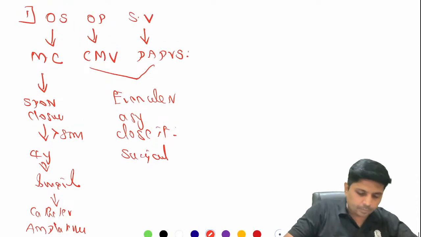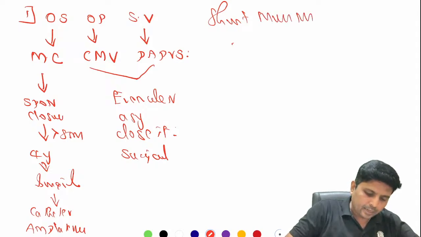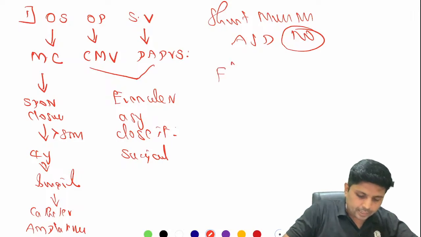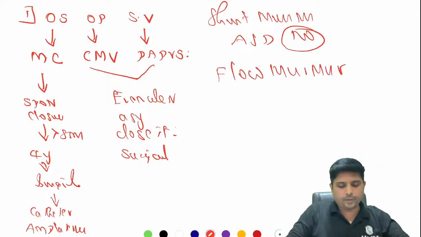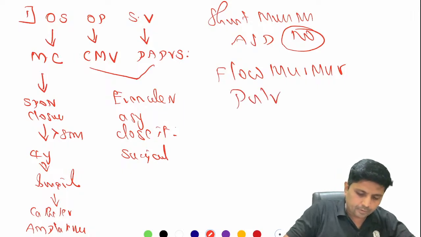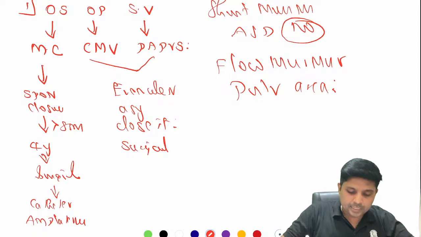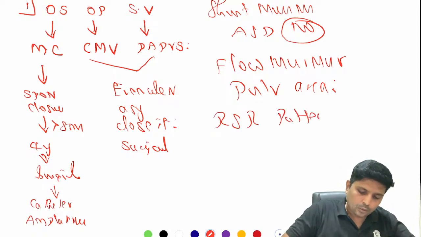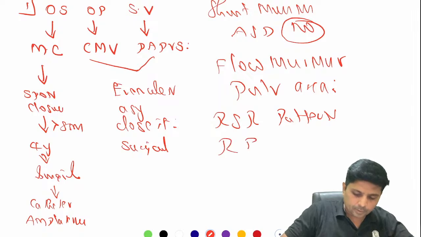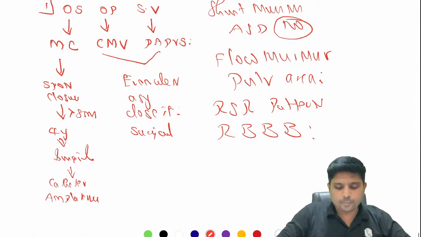Will you get shunt murmur in ASD? No. So what is the murmur you will get in ASD? Flow murmur. Where will you hear the flow murmur? Pulmonary area. What is the ECG pattern? RSR pattern. Why is it so? Right bundle branch block.